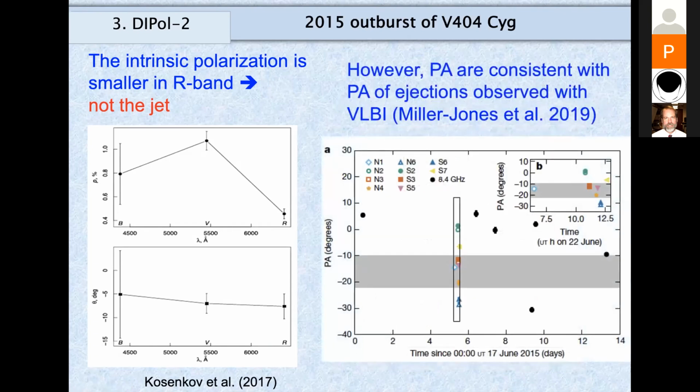But interestingly, this polarization angle was consistent with position angles of ejections observed with VLBI in the radio, in a paper published a couple of years ago. And so here you see it also from -30 to 0, which is really a very interesting coincidence, if it's a coincidence. But probably it's not. But if it's not the jet, judging from the spectral shape, but it is very consistent with the position angle of the jet, then what is it?